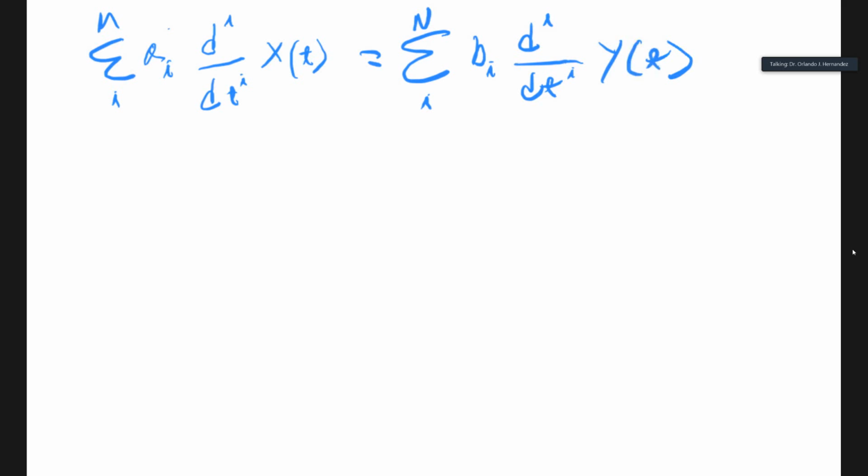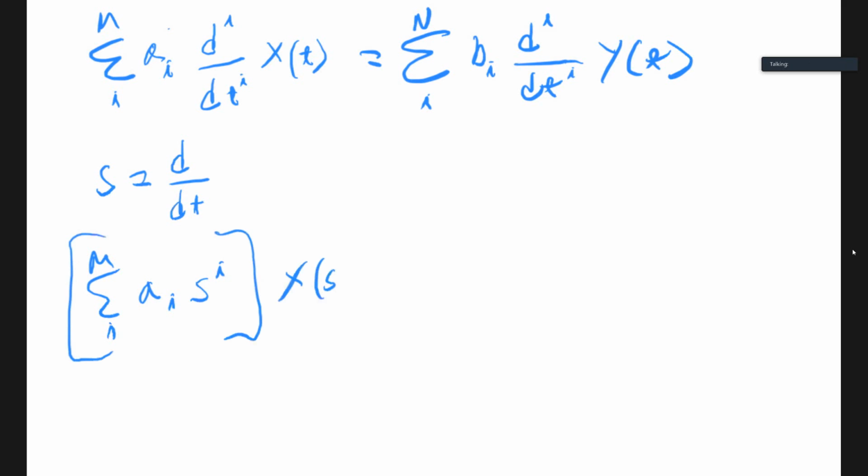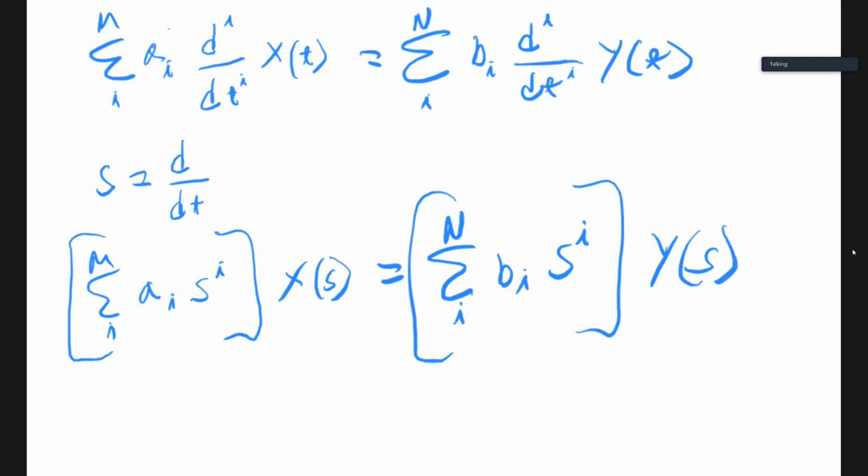And we know that in the Laplace transform, our S really is a differential operator. So this is where our Laplace transform polynomials come from. This becomes polynomials in S that I can factor and take the Laplace transform of my input, and on this side I get the same thing, and I can factor out the Laplace transform of my output.